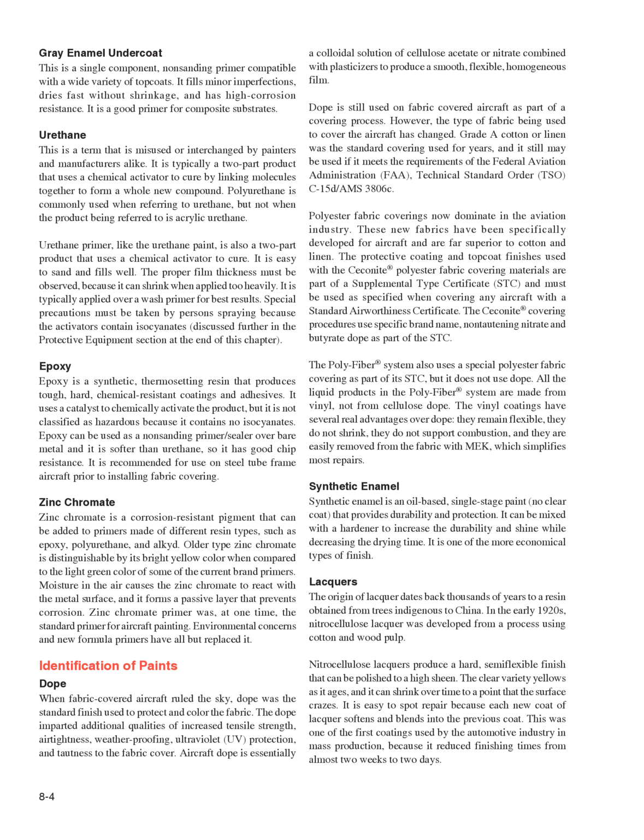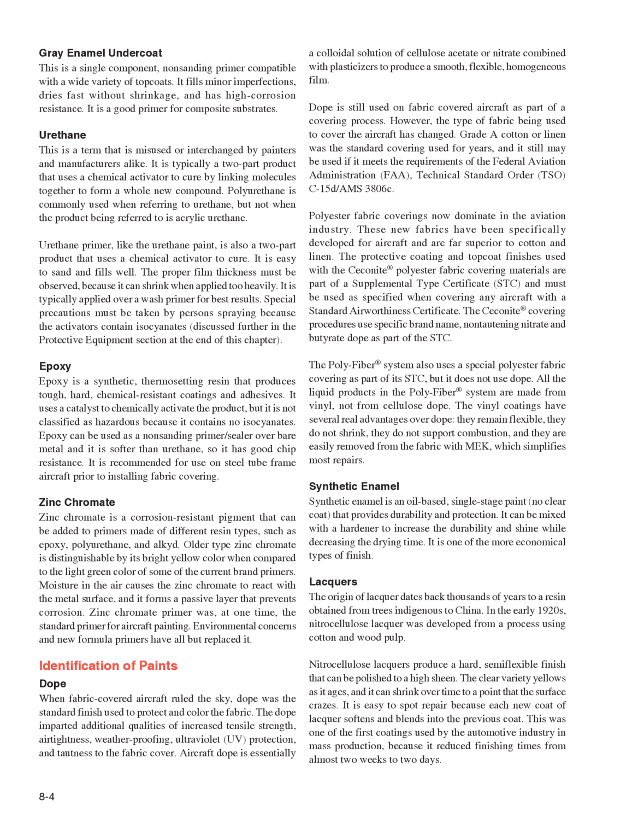Identification of paints. Dope. When fabric-covered aircraft ruled the sky, dope was the standard finish used to protect and color the fabric. The dope imparted additional qualities of increased tensile strength, air tightness, weatherproofing, ultraviolet, UV, protection, and tautness to the fabric cover. Aircraft dope is essentially a colloidal solution of cellulose acetate or nitrate combined with plasticizers to produce a smooth, flexible, homogeneous dope. It is still used on fabric-covered aircraft as part of a covering process.